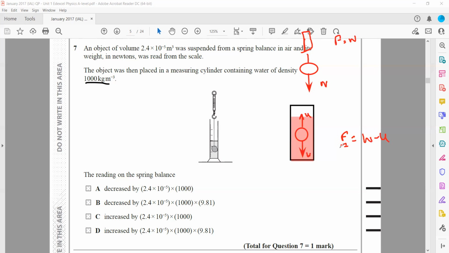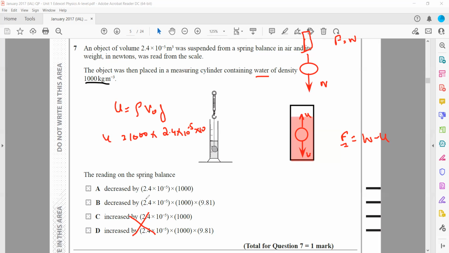So the question is the reading on the spring balance. C and D cannot be the answer because the reading won't increase, it will decrease. How much does it decrease? It decreases by the upthrust. And how to calculate the upthrust? It is the density of the fluid multiplied by the volume of the object multiplied by gravity. As they mentioned here, we are using water which has a density of 1000. So this is 1000 times the volume of the object, which is 2.4 × 10^-5, multiplied by gravity 10. When we multiply all of them, we get the upthrust.